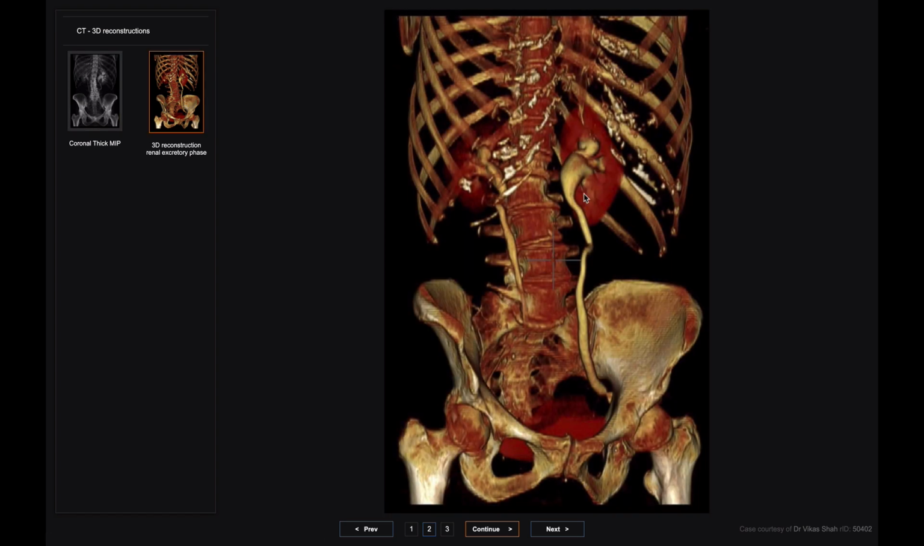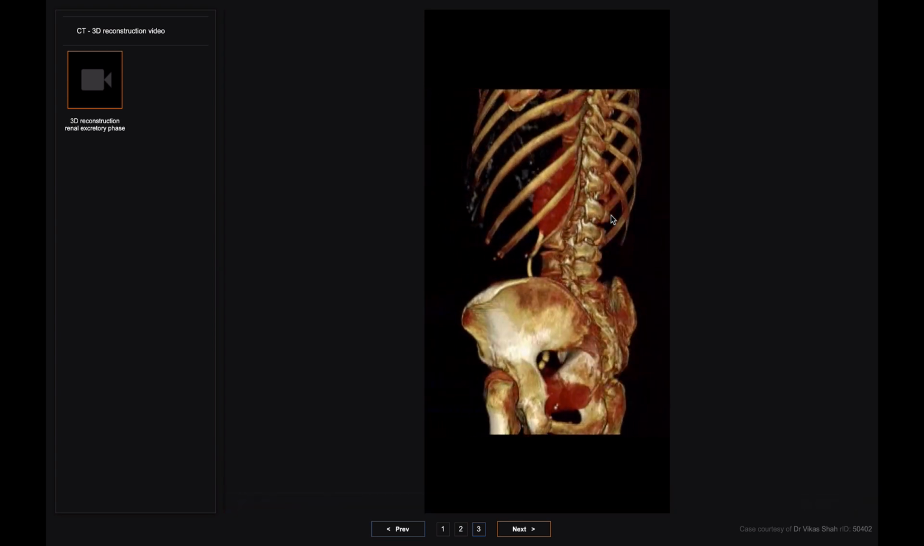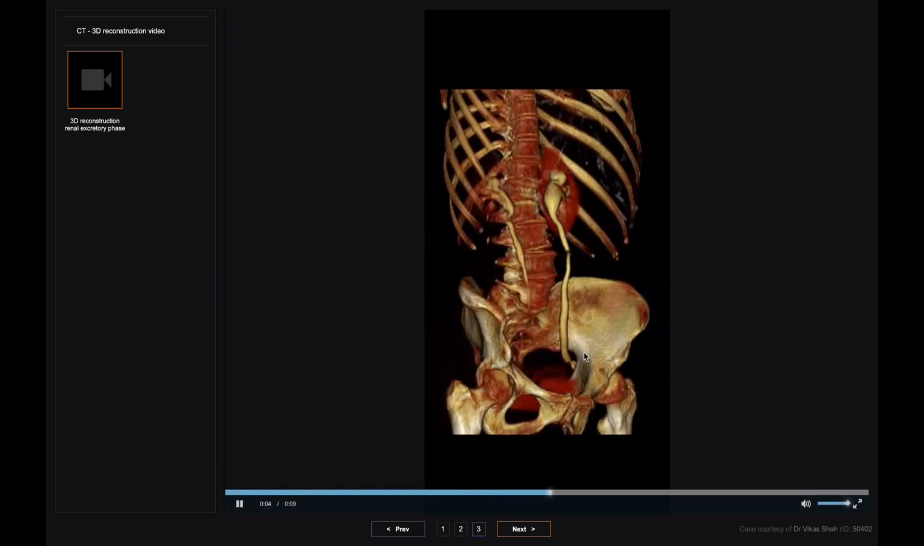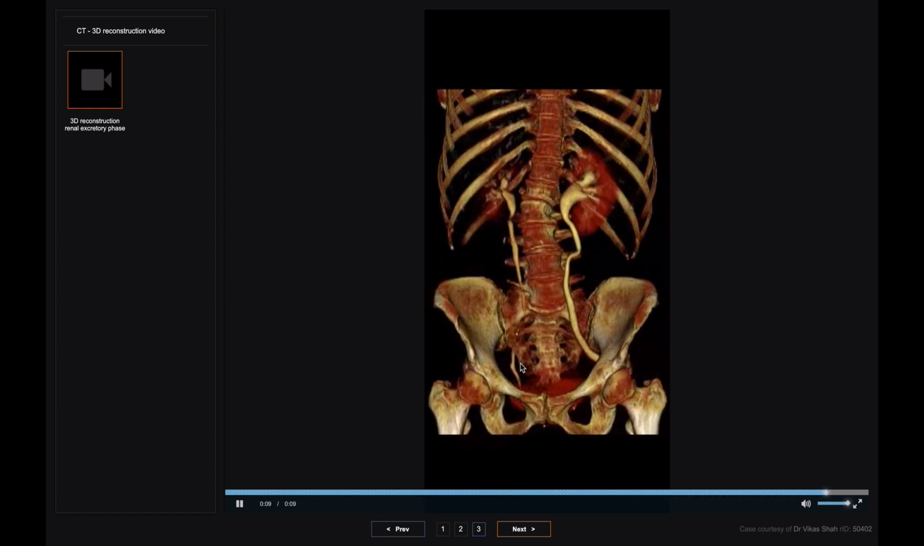You can present that using color if you like, and we can also present that as a rotating movie to show this anatomy in 3D, to show where that ureter is heading out of that sciatic notch to cause that hernia.